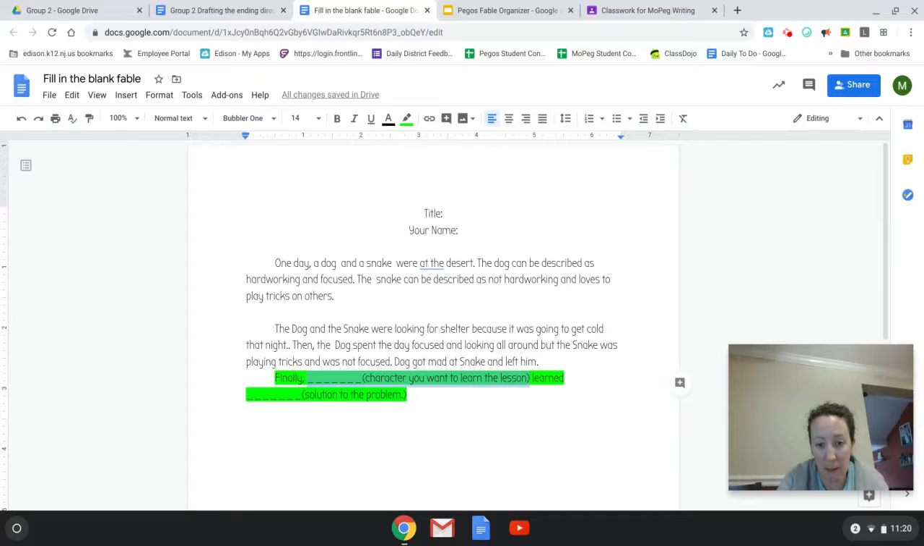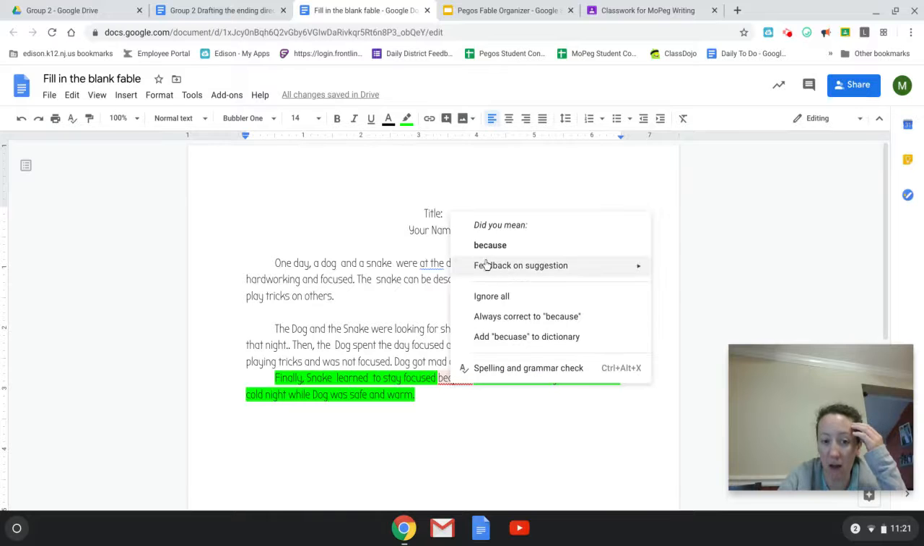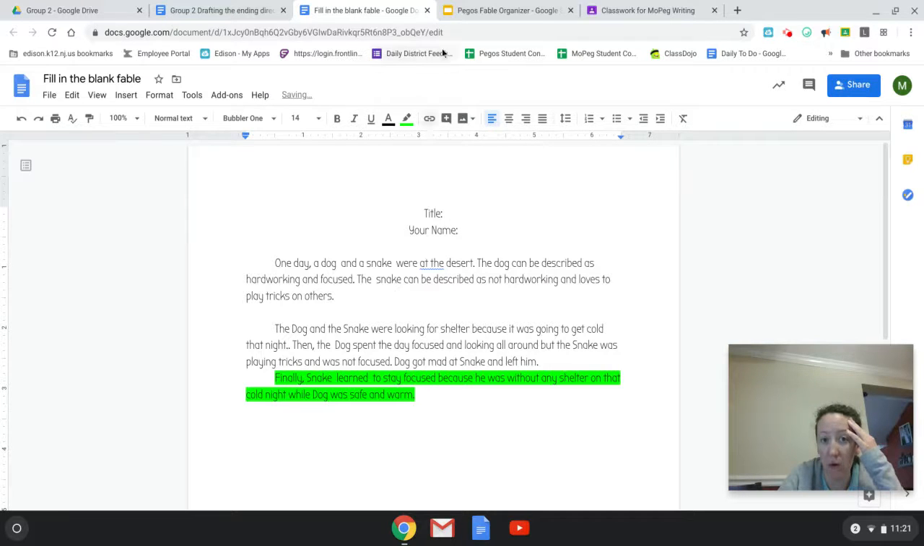So I could write finally, I'm going to get rid of this. Snake learned, and what's the solution to the problem? Learned to stay focused because he was without any shelter on that cold night, while dog was safe and warm. Okay? So finally, Snake learned to stay focused because he was without any shelter on the cold night while dog was safe and warm.